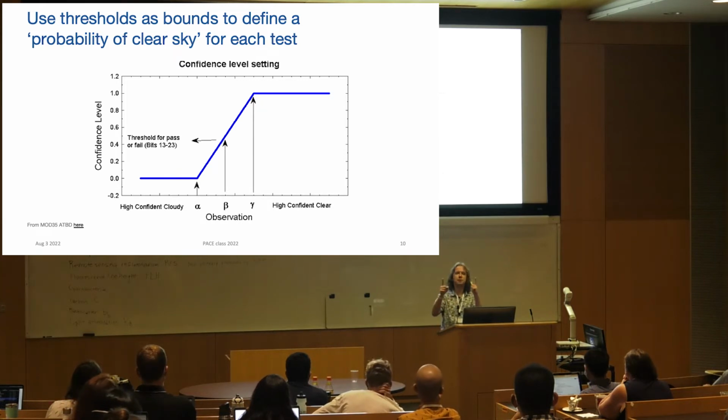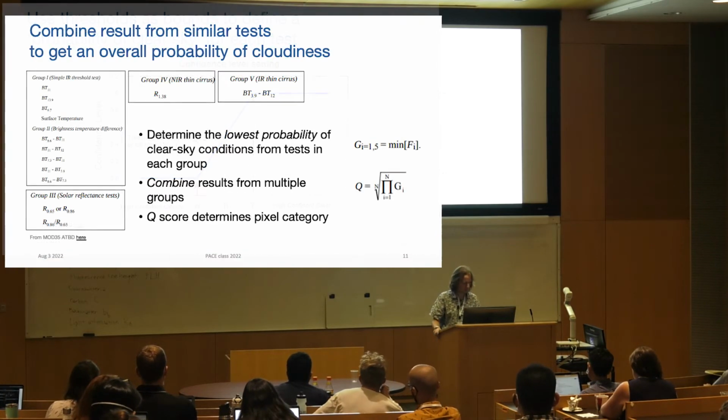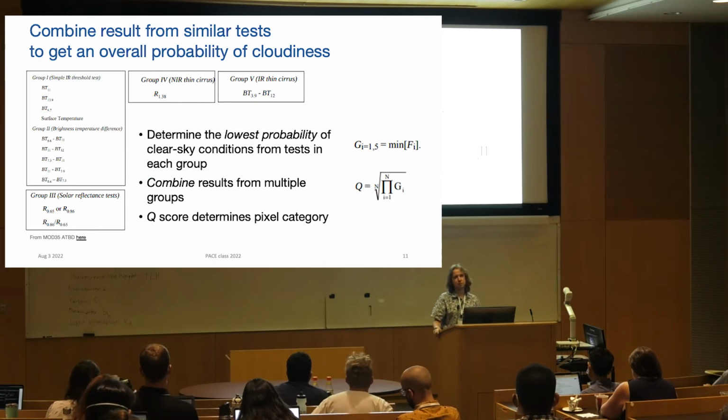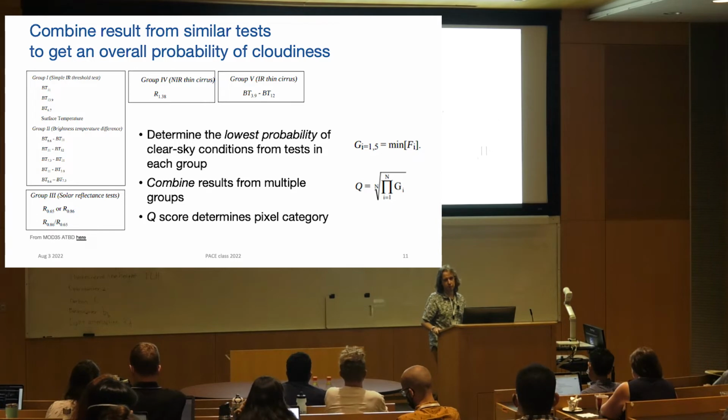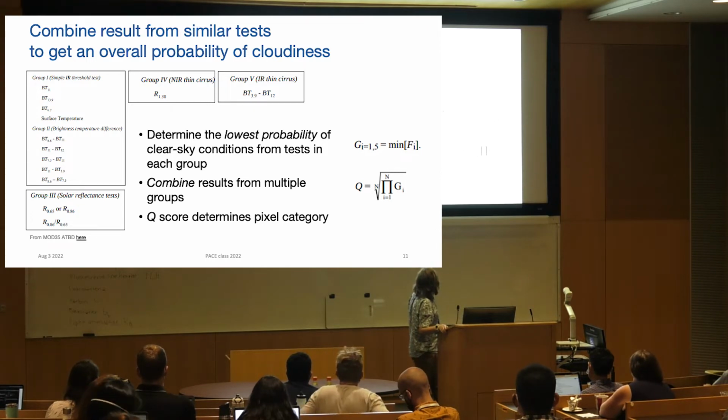And if I'm in between these two lines, I'll say this test says there's some probability that it's a cloud between 0 and 1. So what they do is they have a whole bunch of tests, and they put them in different groups depending on what sorts of cloud features the tests are good at identifying. And for MODIS and VIIRS, they have these 5 different groups.